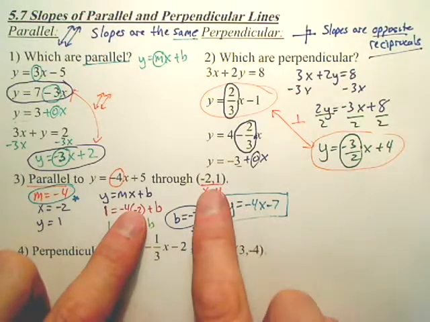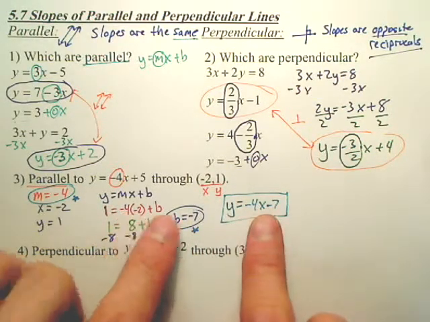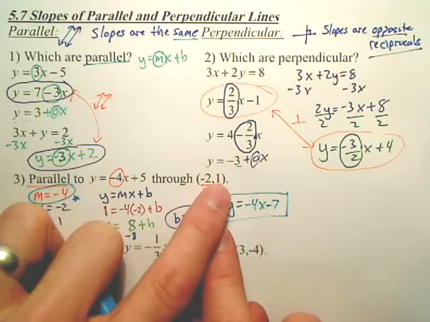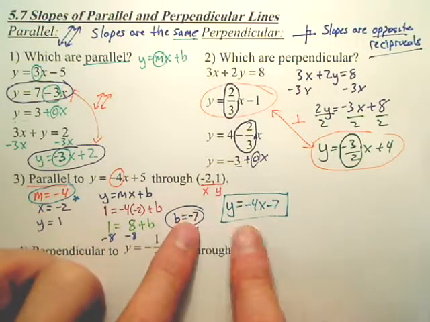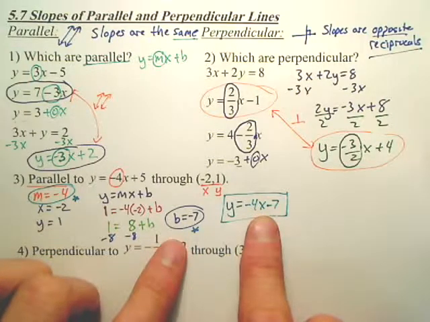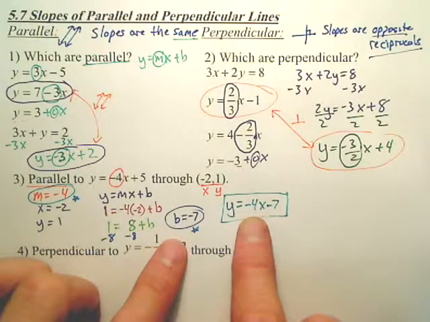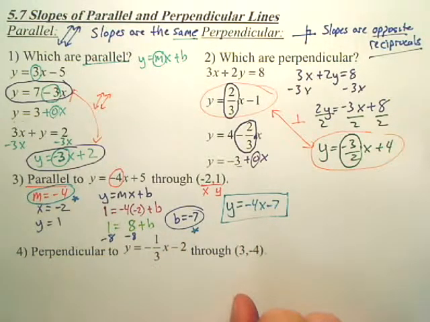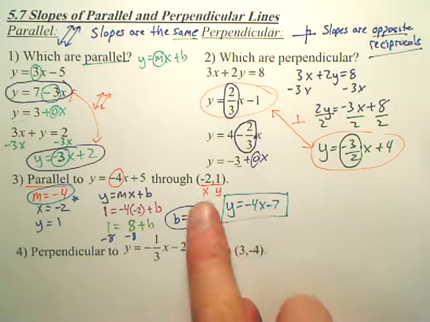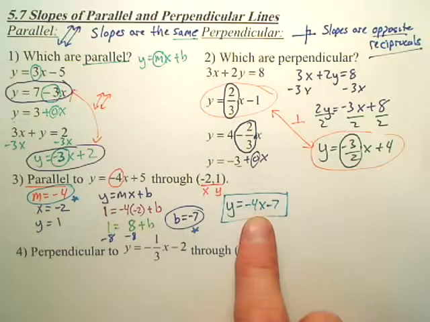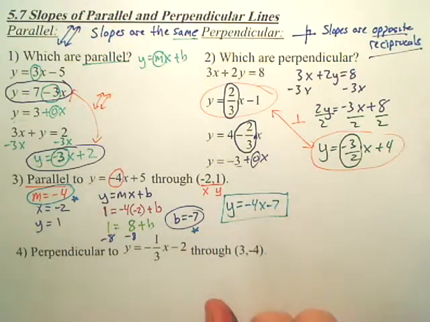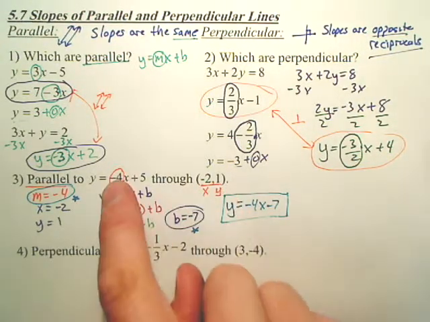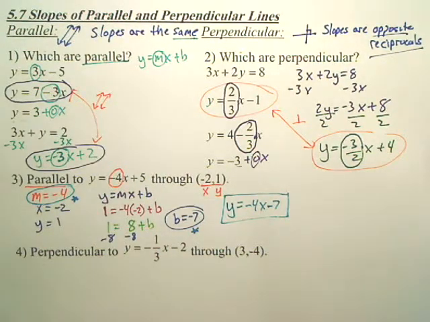How do you check if this graph goes through that point? Can you plug -2 for x and 1 for y? What's -4 times -2? Isn't it 6? Did I do this right? Okay. When you plug in -2, isn't that 8? Sorry. Is 8 minus 7 1? This equation goes through -2, 1 and has the same slope as that one. Okay, next question.